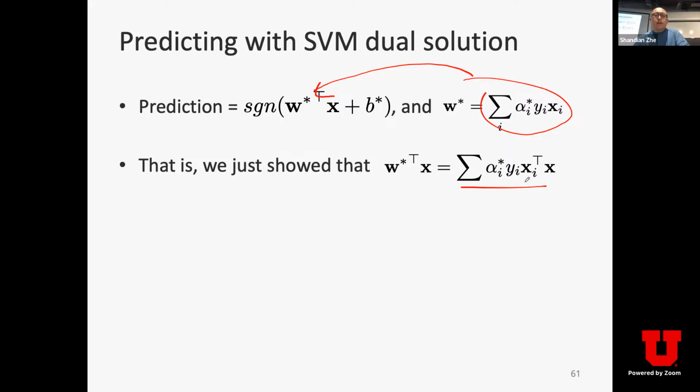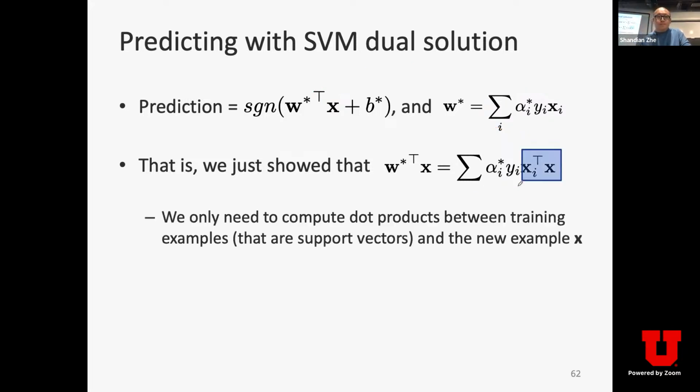It is just the weighted summation of the dot product between every training input vector and the test input vector, weighted by alpha i's. In other words, we actually do not need to really compute W star. We just need to compute the dot product between the training examples and the new example and do a weighted summation. And that's it.